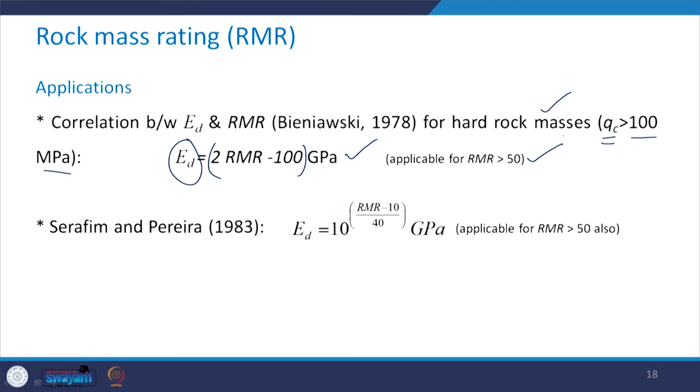The next one, which is very important and quite often used, is the expression which was given by Serafim and Pereira in 1983, where the deformation modulus is given as 10 to the power (RMR minus 10) upon 40. And this is also in GPa. I mentioned to you earlier also that we need to be careful about the units, because all these expressions are empirical in nature. So, this expression is applicable for all the values of RMR.